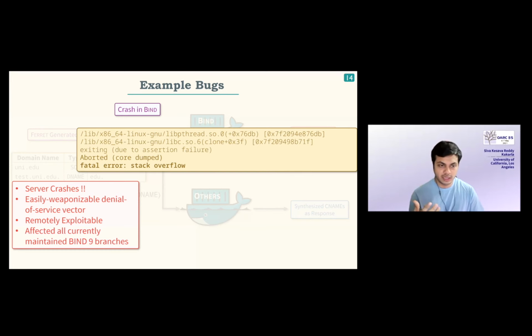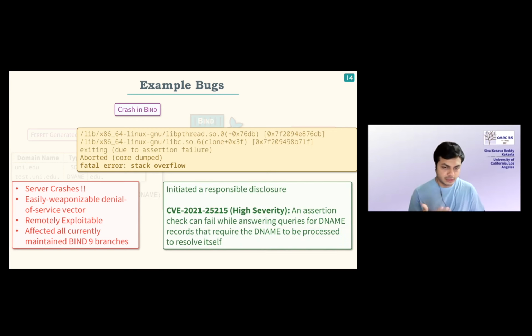We reported the crash, and we noticed that it was an easily weaponizable denial of service vector, and it can be remotely exploitable. It can be used to crash both resolvers and authoritative servers. It also affected all currently maintained BIND branches. So we initiated a responsible disclosure, and recently, just a few days back, a CVE was released with a high severity. To again emphasize, this is a test case that the tool automatically generated, and we only knew because of the crash that there was something wrong in BIND, and there was no manual process in any of this.